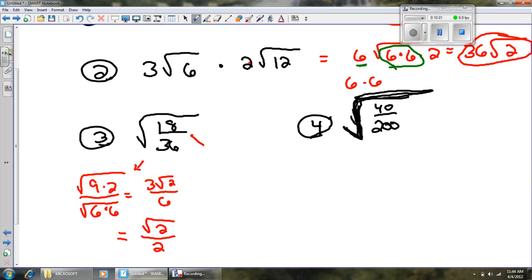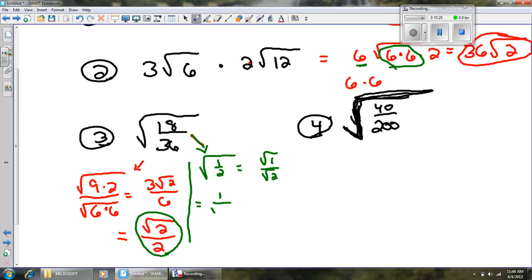Okay, let me change colors here. That is one good solution. That is one good way to do it, and that is the answer. Now, another way to do this would be to simplify that 18/36 and say that's the same as 1/2. Of course, that's the same as rad 1 over rad 2. And that's the same as 1 over rad 2.